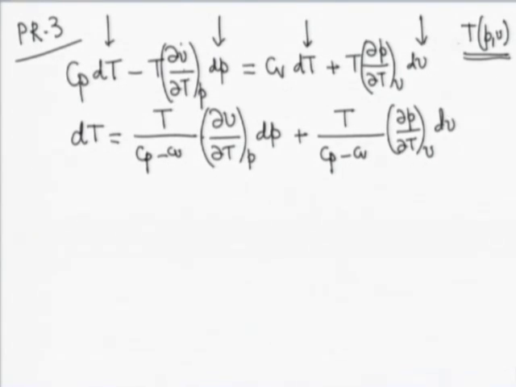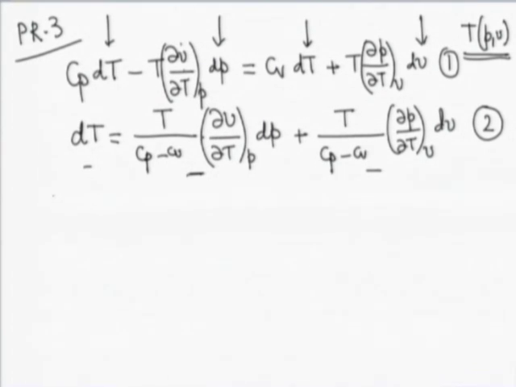From here to here, from equation 1 to equation 2 is only algebra. Now we use calculus. Notice that T, P, V are all properties. So this is our standard formula, d phi equals M dx plus N dy. And hence this M must be the partial of T with respect to P at constant V.